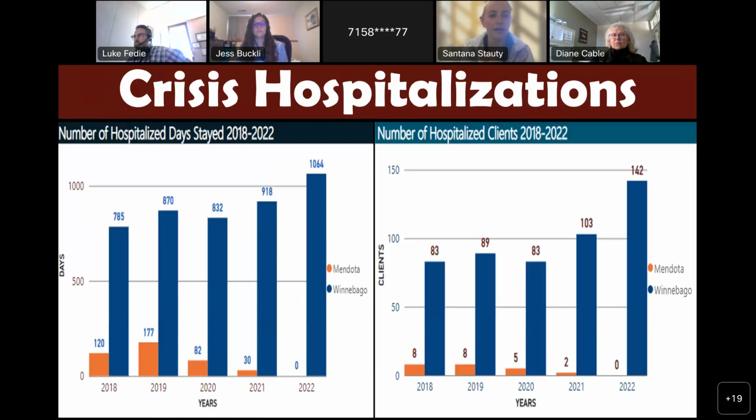Okay. And then this just also shows our hospitalization over the course of the year. So between 2018 and 2022, of course, we can continue to see a rise in not only the number of people that are hospitalized, but also how many days they are hospitalized. I think in correlation with this, we've just seen an upward trend in crisis of individuals needing a longer time to stabilize, which has led to longer hospitalization stays. And that has continued to increase over the last 4 or 5 years.